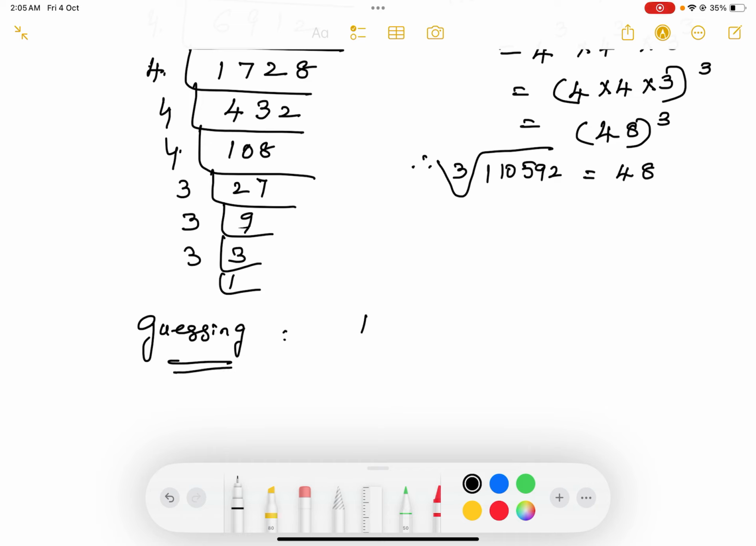Now as I go to the guessing technique, the guessing strategy is what? Let us see now. 1,10,592. As I told you, make a group of the last three digits. Correct? So now the last three digits are one set, and the remaining is the other set. Whatever is left over you have to take.